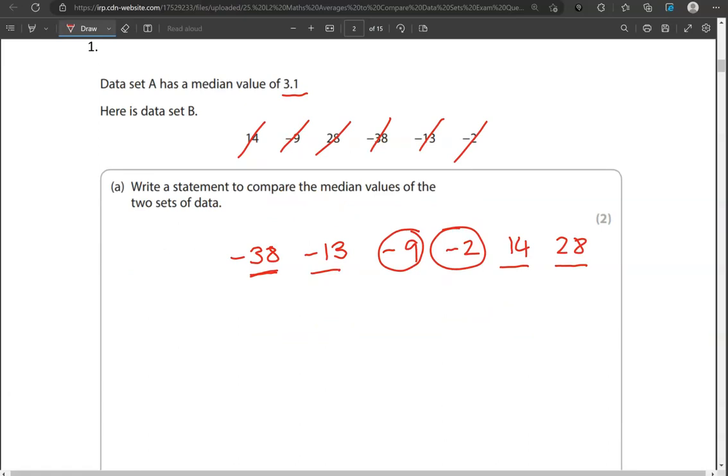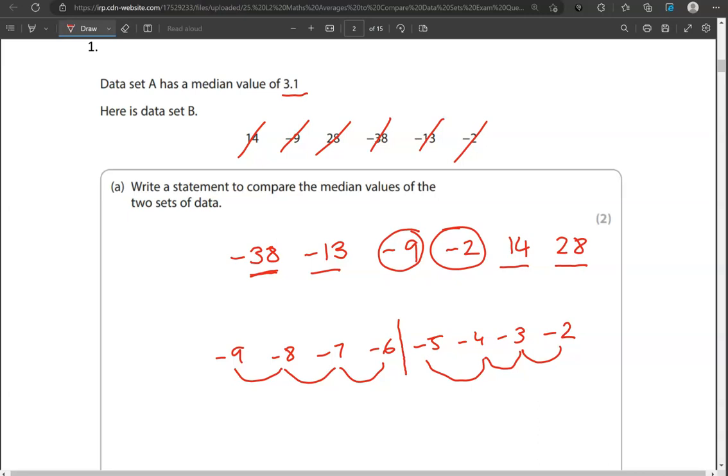So what's the midpoint of them two? You could work this out in different ways. You could go -9, -8, -7, -6, -5, -4, -3, and then -2. So we move one place each time to get to the middle. So it's in between -6 and -5, so -5.5.